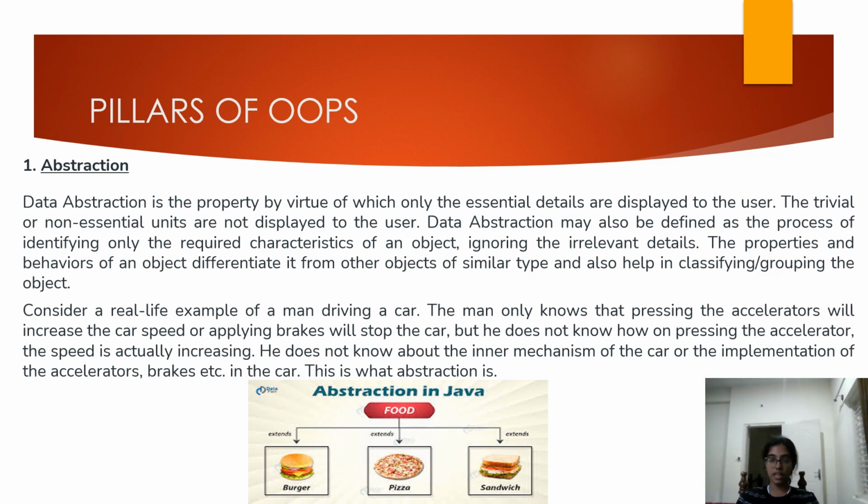So just imagine you're driving a car. You know where the accelerator is, where the brake is. You know how to use them, but you don't know how the accelerator works and how the brake works. You don't know the inner mechanism of the car. So that's what it means. Abstraction means only the essential details are displayed and the non-essential details are not displayed.